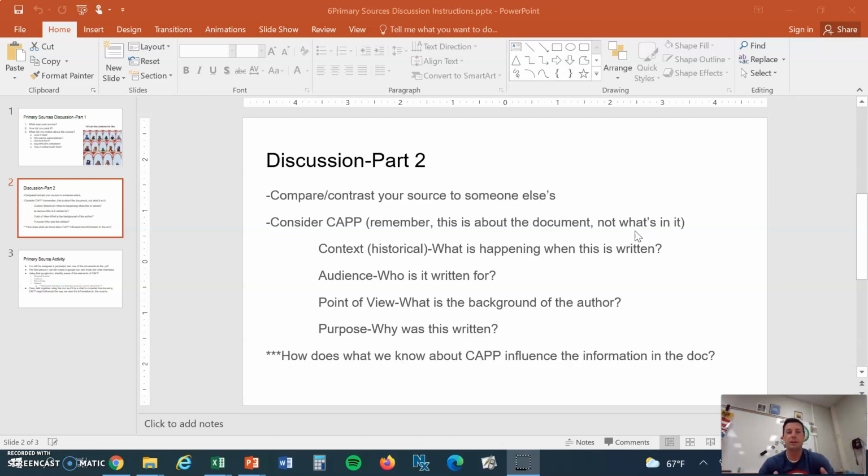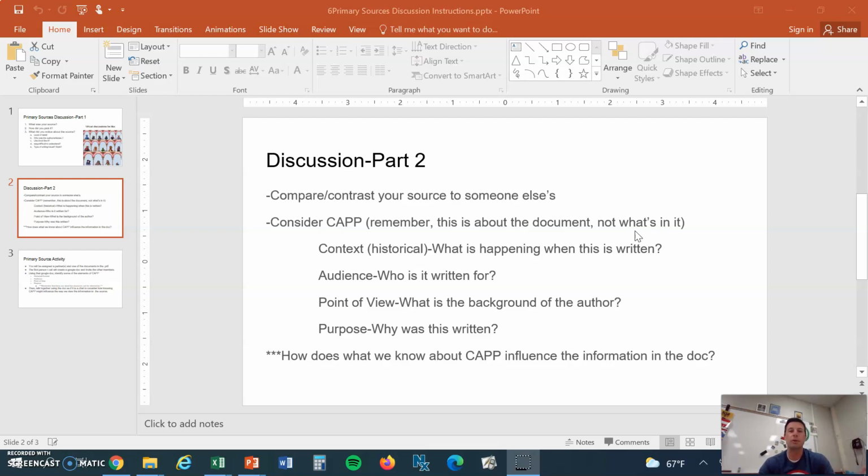So historical context: what is going on at the time that this particular document is written? If this document is written during the Civil War versus 100 years after the Civil War, that's going to impact the author of that document and how that author uses that information. So when that document was written matters, and we can make some determinations about things like overall knowledge. We'll get into point of view in a minute, but those kinds of things matter to what is in the document. Then we have audience.